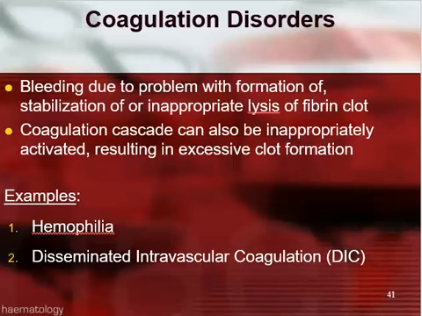The other thing that can happen is inappropriate activation of the clotting cascade, and then we end up with excessive clot formation, and that can occlude blood flow. So this could be things like the release of too much tissue factor for whatever reason. It's usually some sort of an inflammatory reason on the walls of the blood vessels, and we have inappropriate clotting.